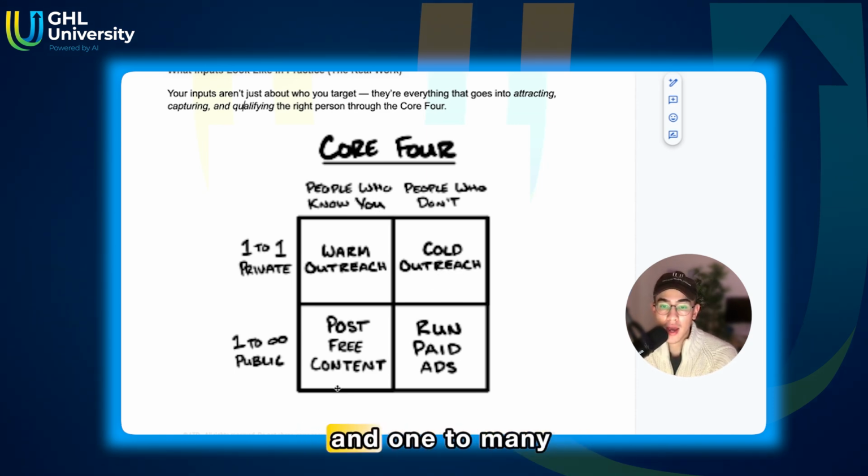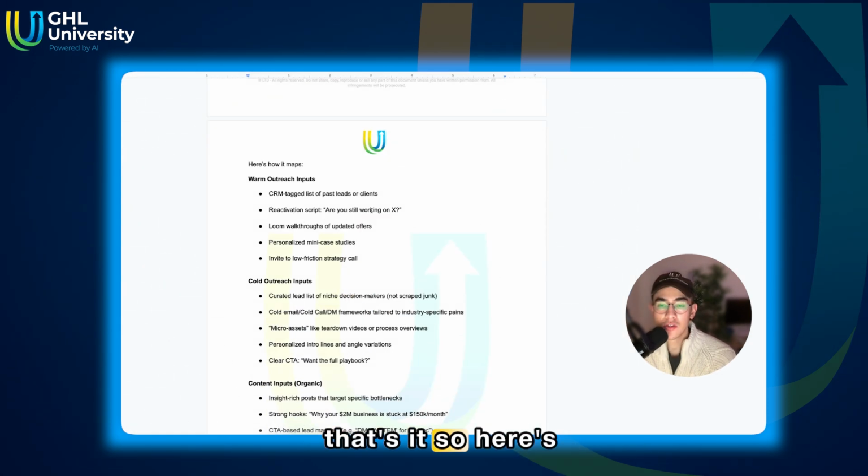People who know you and one-to-many, you post free content. It's free. You just have to post really good stuff at scale. And then lastly, people who you don't know, in one-to-many, you run paid ads. We do all 4. And it's just about doing all 4 better and more. That's it. So here's how it maps out.